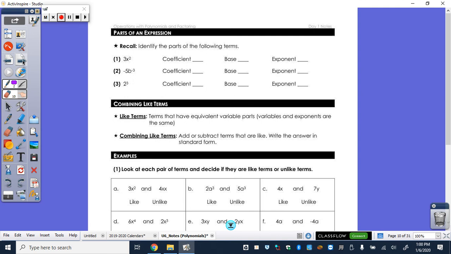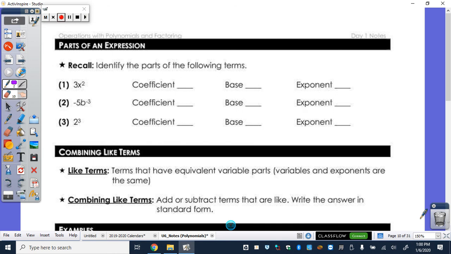First thing we're going to do is figure out the different parts of our expression here. Looking at our first example, 3x squared, what part of that is the coefficient? 3. What part of that is the base? And what part is the exponent? 2. Second one, what's our coefficient? Our base, exponent.